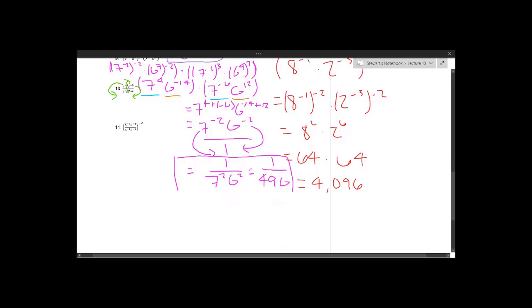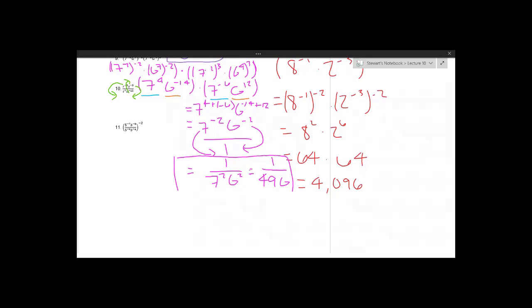So when we do all of that, think about what we have in the numerator. The r and the s are both moving to the denominator, and the u is moving to the numerator.